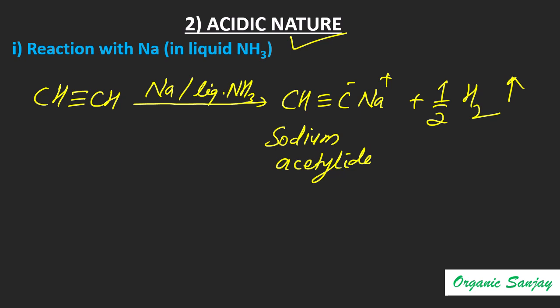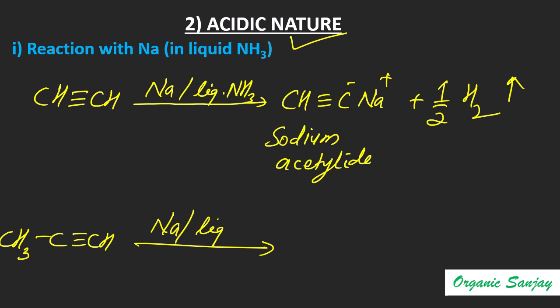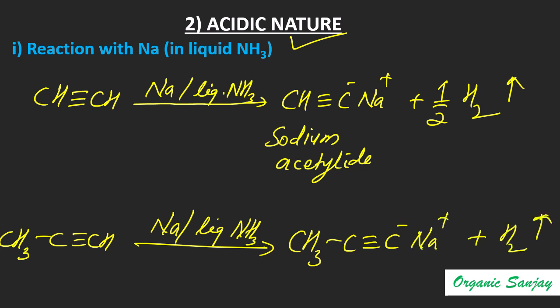Now let me give you another example. Propyne, CH3 C triple bond CH, in a similar way reacts with sodium in the presence of liquid ammonia, and it gives CH3 C triple bond C minus Na plus and hydrogen gas. This product is called sodium methyl acetylide. I hope you understand.